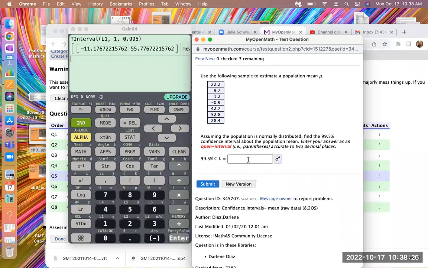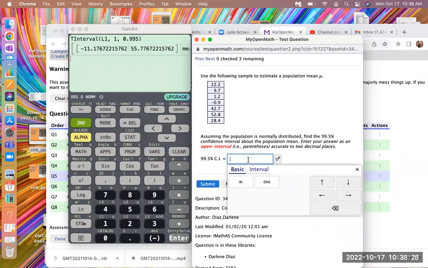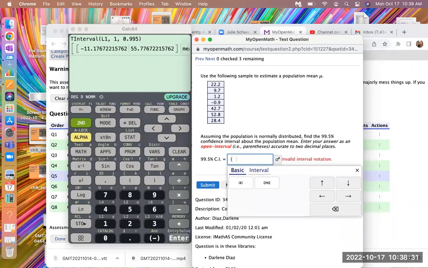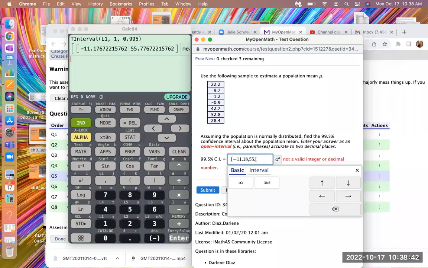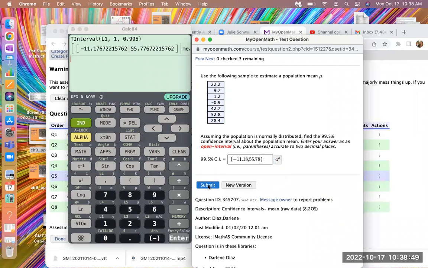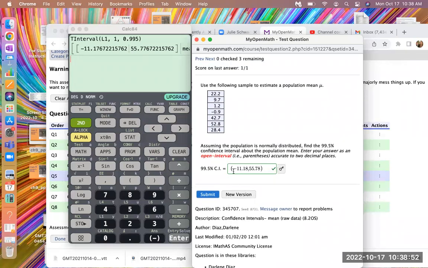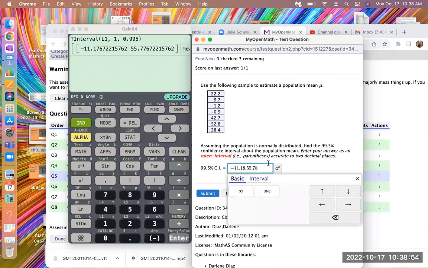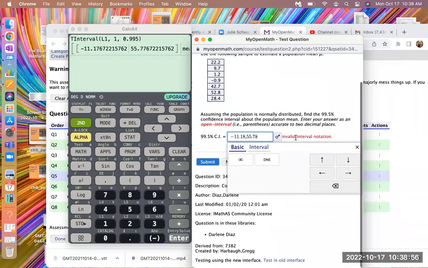And they do want you to get it correct here. You do have to put it in parentheses. You have to use the negative sign, or I just use the backspace sign. I think you're fine with that, but negative 11.18 and then comma 55.78, and then I have to put it in parentheses, and that's the way they want it, like that, and they like it. See, if you were to leave off these parentheses, I think it would be invalid notation, so it wouldn't like that.